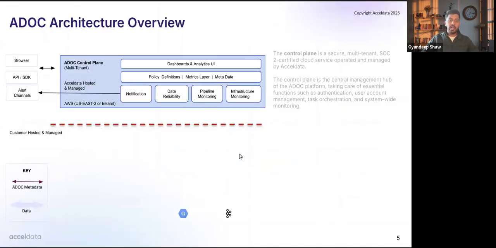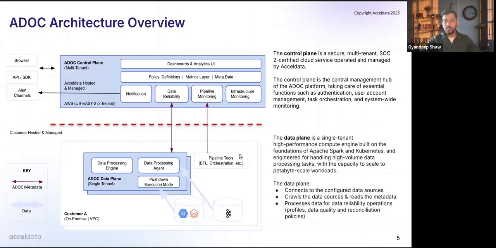And talking about the architecture of Exadata Data Observability Cloud, basically it's a SaaS platform, and there are two parts of the product. Number one is the control plane, and the second part of the product is the data plane. So the control plane is something which is completely hosted and managed by Exadata. It has a UI through which the user interacts with the product.